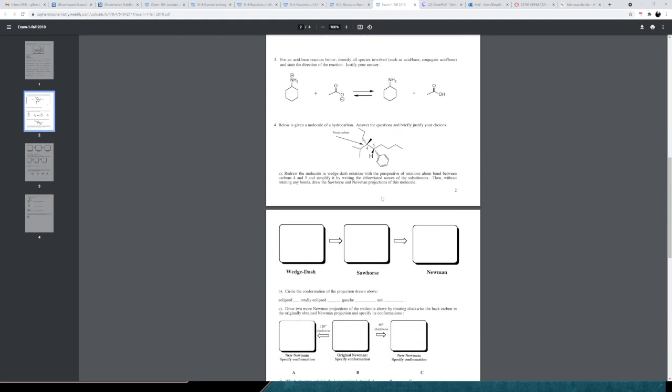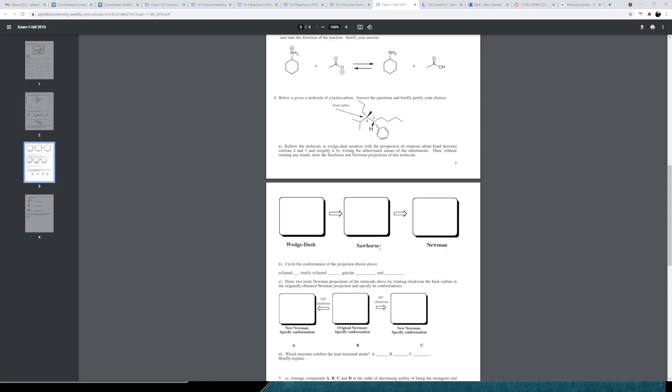If we're going to redraw a molecule in various projections, I'm probably not going to ask you Sawhorse on this exam because I'm going to do that more in chapter 5. But I could certainly ask you Newman. That's not a problem.